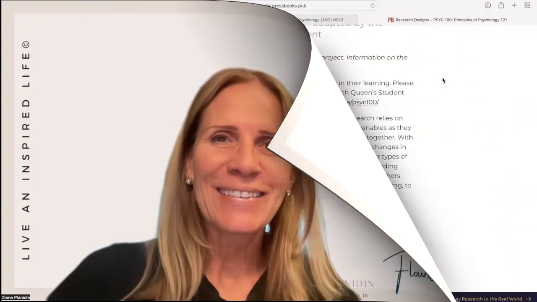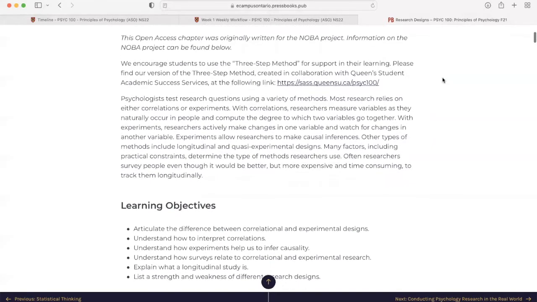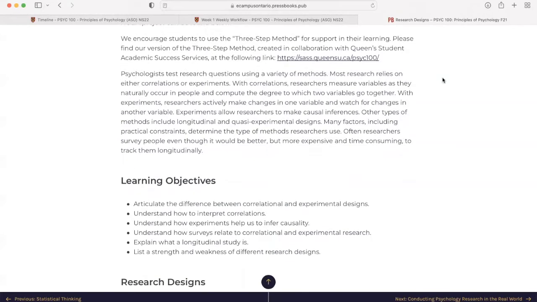Today is Chapter 6 on Research Designs at Psych-100 Queen's University course. So let's get started. Psychologists test research questions using a variety of methods. Most research relies on either correlations or experiments. With correlations, researchers measure variables as they naturally occur in people and compute the degree to which two variables go together. With experiments, researchers actively make changes in one variable and watch for changes in other variable. Experiments allow researchers to make causal inferences. Other types of methods include longitudinal and quasi-experimental designs.